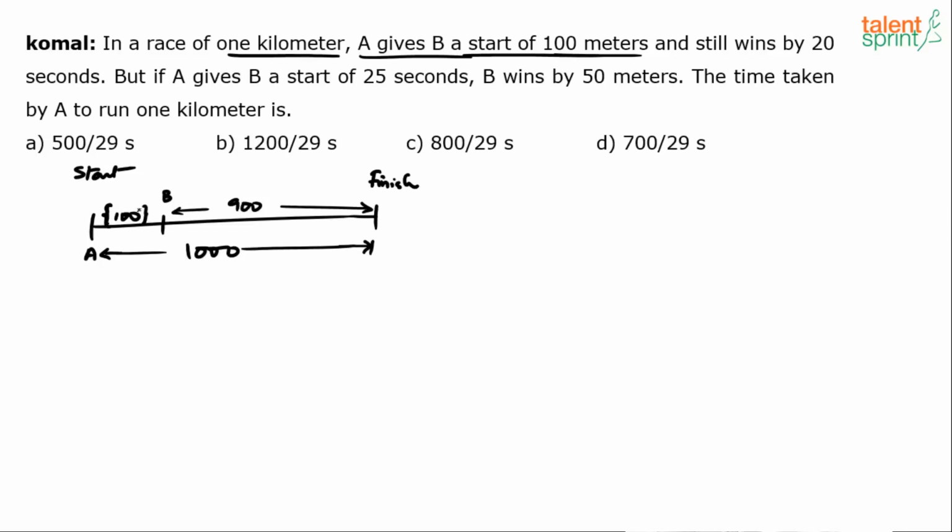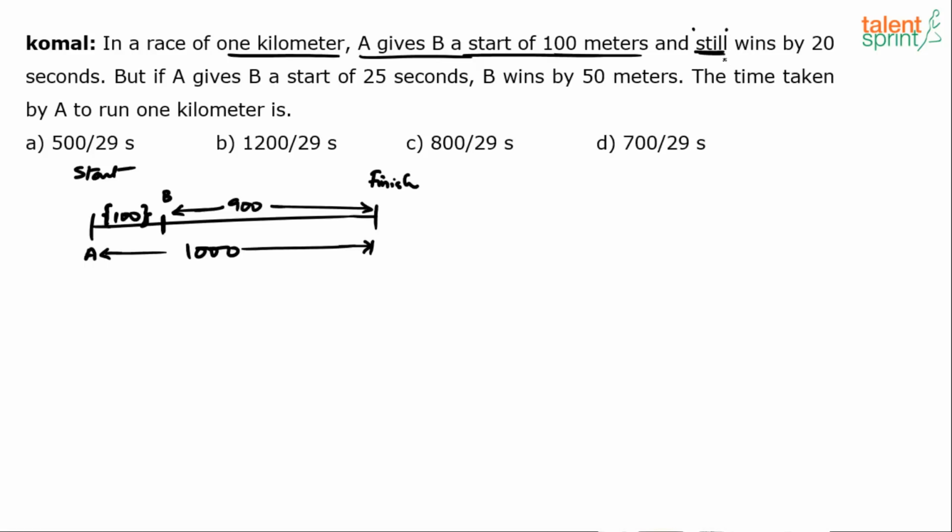Start of 100 meters meaning A has given B a start of 100 meters. So B will be placed 100 meters ahead of A. See, A is at the starting point, but B is 100 meters ahead of A. So total distance for B to cover is only 900 meters, and total distance for A to cover is 1000 meters. So B has got an advantage, right? It's not actually a 1 kilometer race between both of them. A is saying, I am faster than you. You stay ahead of me, even then I'll win. That's the kind of challenge. And he actually wins.